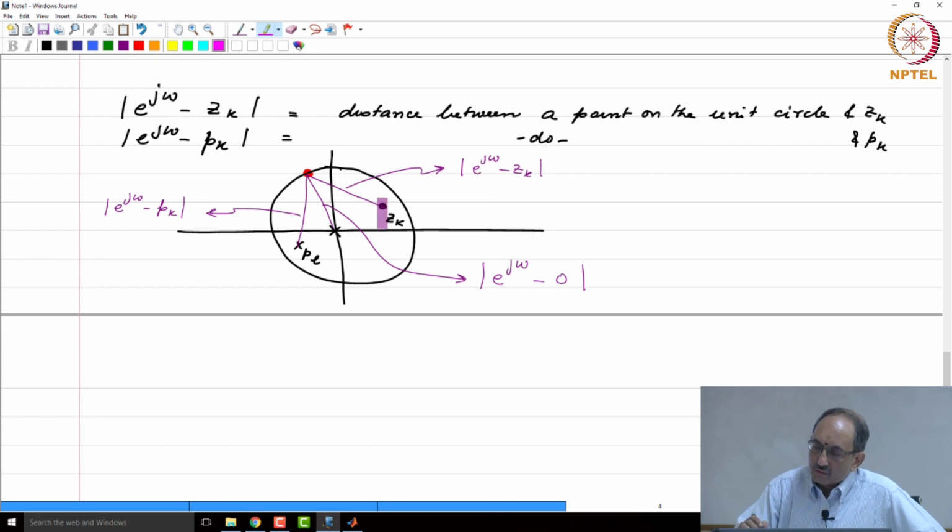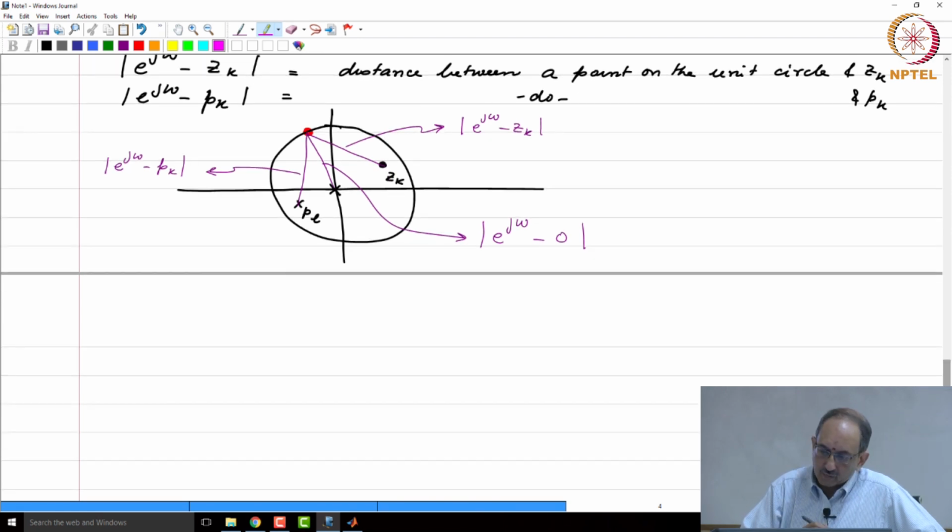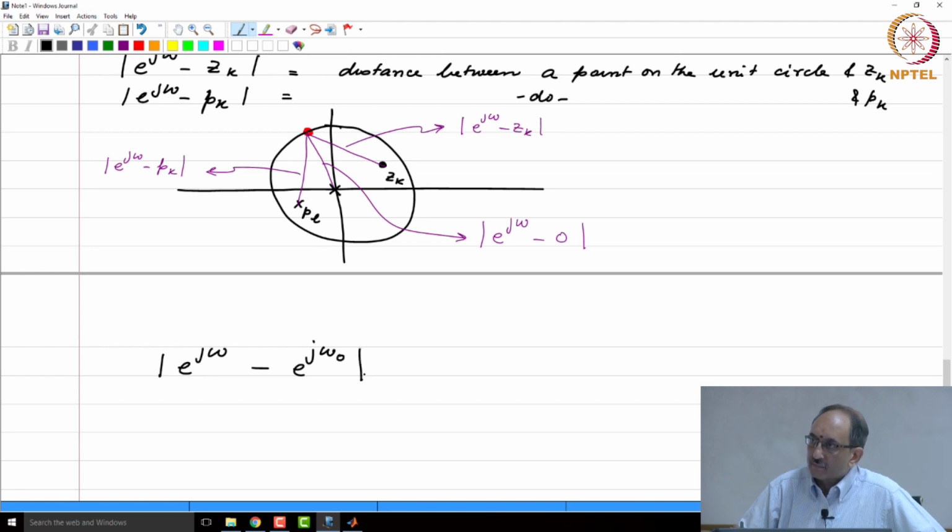Carrying this further, suppose this 0 were on the unit circle, then you have this kind of situation. Algebraically, you have e to the j omega, where this omega denotes a general point on the unit circle, and since the 0 is on the unit circle, it can be represented as e to the j omega naught. And now as omega varies, when omega equals omega naught, this equals 0.